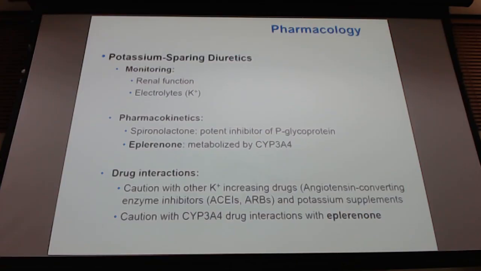Monitoring, we want to monitor their renal function and their electrolytes. For the pharmacokinetics, the spironolactone is a potent inhibitor of the P-glycoprotein, and eplerenone is metabolized by CYP3A4. So drug interactions, you want to make sure that the patient isn't taking any potassium supplements. Make sure that you monitor them if they're on an ACE or an ARB, since we know those are hyperkalemic or potassium-sparing drugs. And then we have caution with CYP3A4 drug interactions when you're using eplerenone.